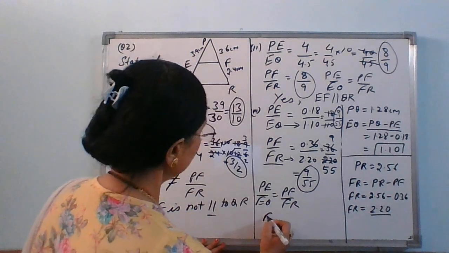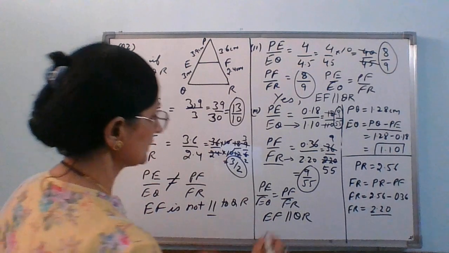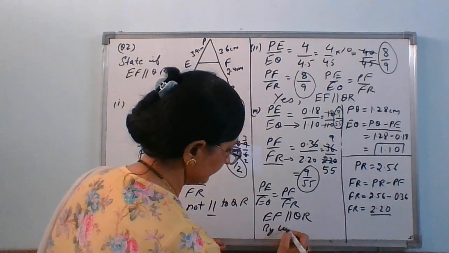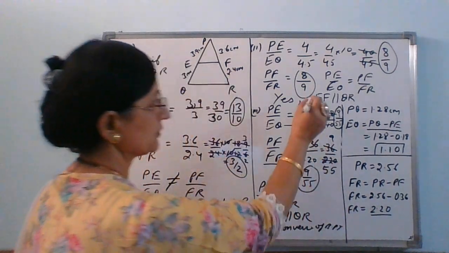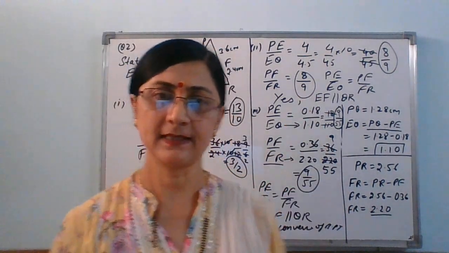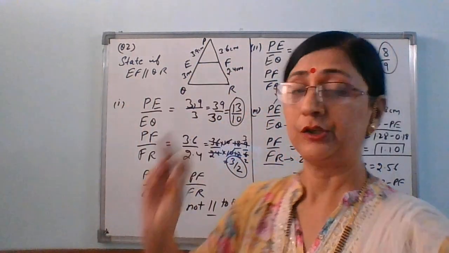So yes, EF is parallel to QR, right? By what? By converse of BPT. Right? Here also by converse of BPT. Converse of BPT says that if the sides are in ratio, then this EF is parallel to QR, right?